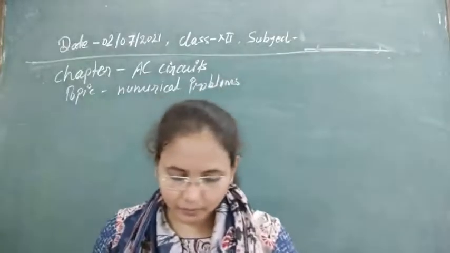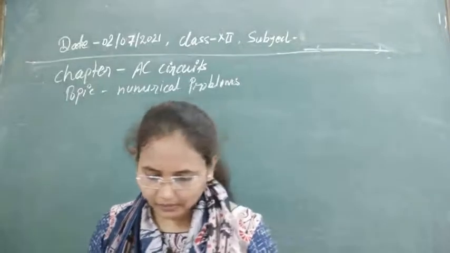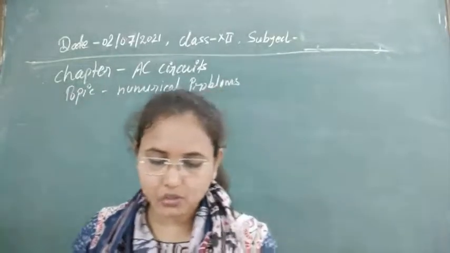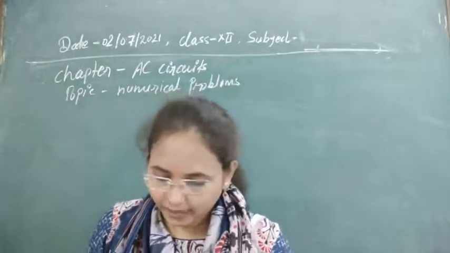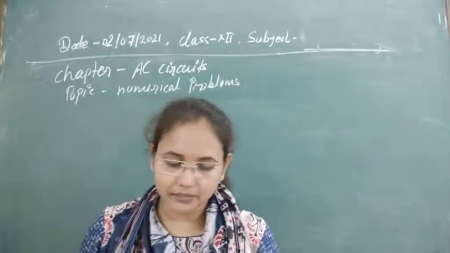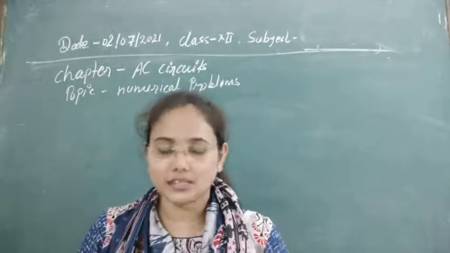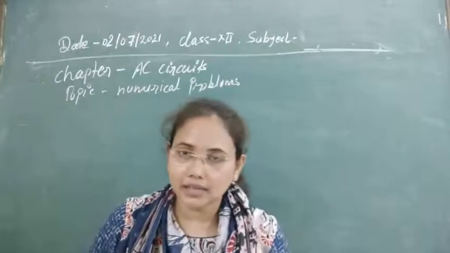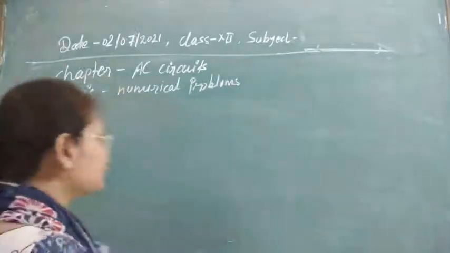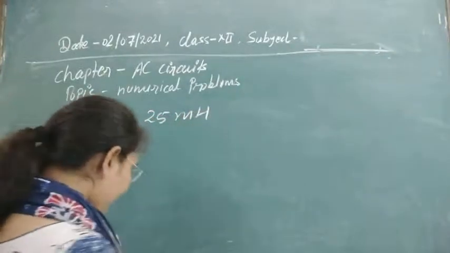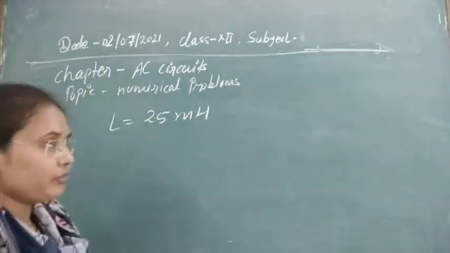Now our second numerical problem: a pure inductor of 25 millihenry is connected to a source of 220 volt. Find the inductive reactance and the RMS current in the circuit if the frequency of the source is 50 Hz. So in this question, students, it is given that we have an inductor with self-inductance L equal to 25 millihenry, connected to a source of 220 volt.